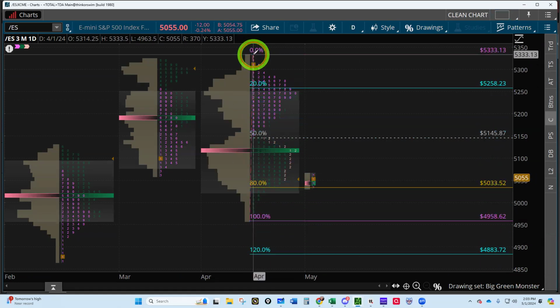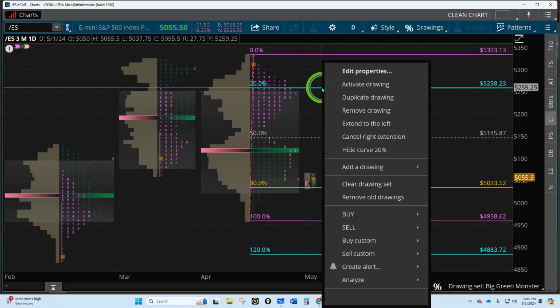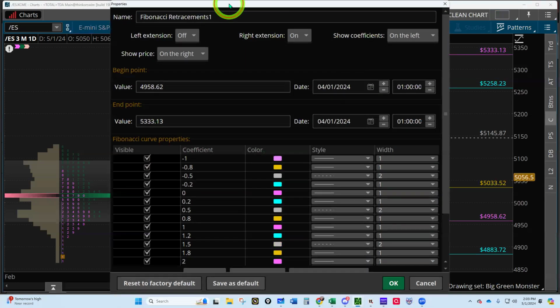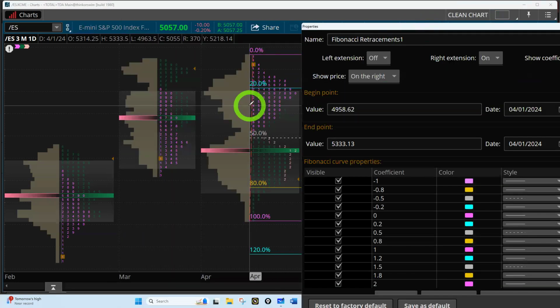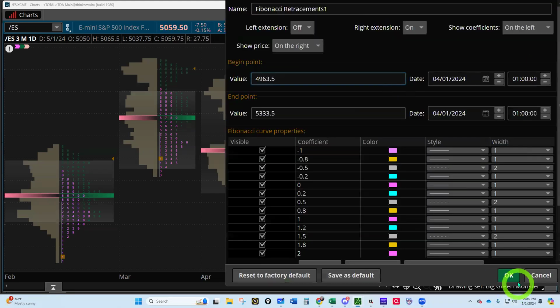We draw from the top to the bottom. Then we're going to edit properties. You can go as slow as you want to on this as possible. So the high is 5333.5. And the low is 4963.5. And then we hit OK.